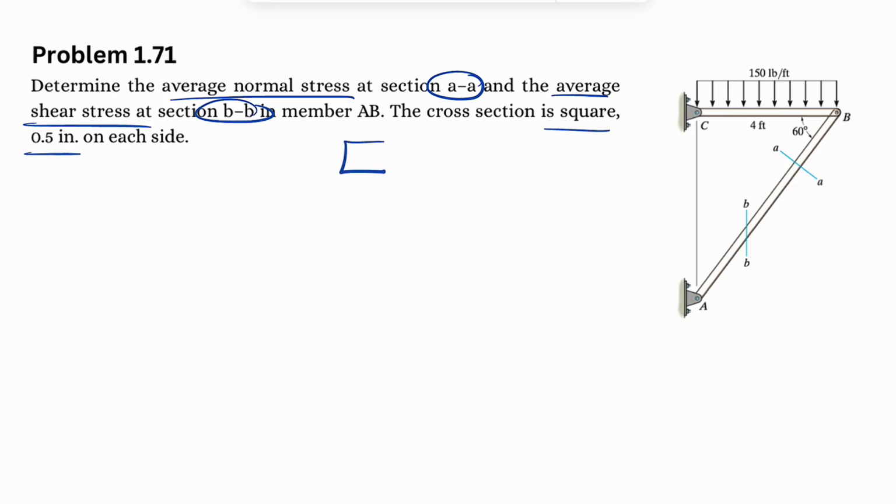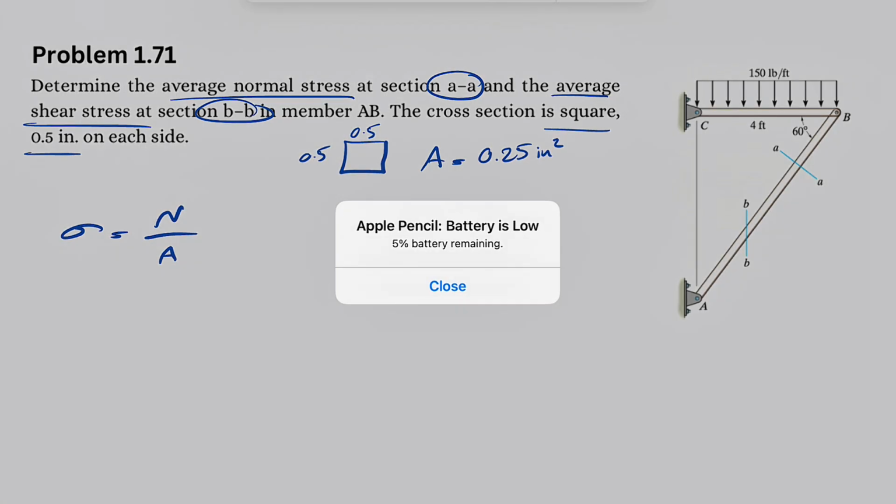So for finding the area, we are dealing with this square that is 0.5 by 0.5, which means the area can be calculated pretty easily, 0.5 times 0.5, or 0.25 inches squared. All right, so as the question is saying, we're looking for the average normal stress, which is basically the normal force over the area, and this is going to be the area of section AA. It's going to be a little bit different for BB, because section BB is not perpendicular to AB like section AA. So the area would be a little bit different.